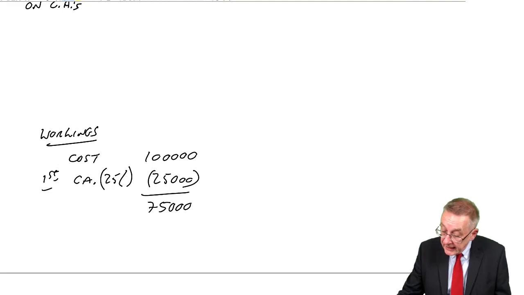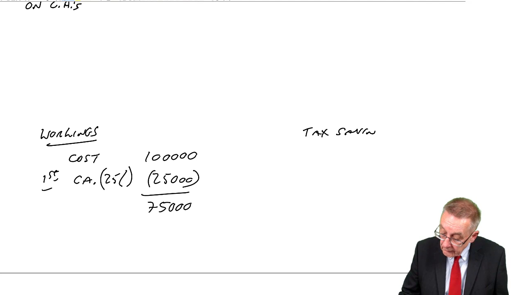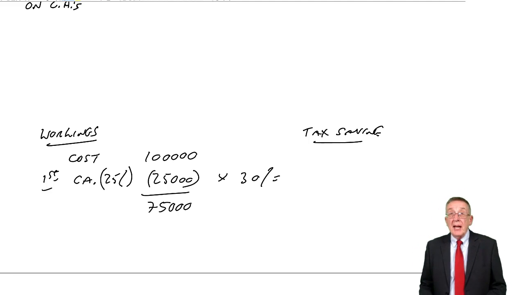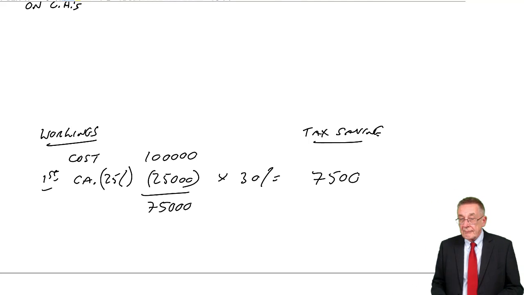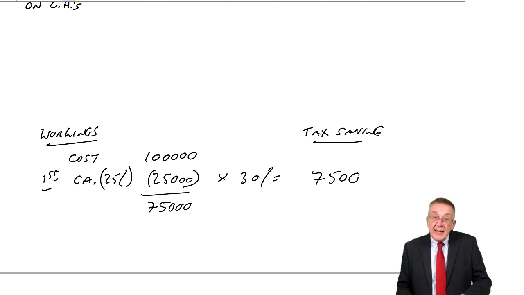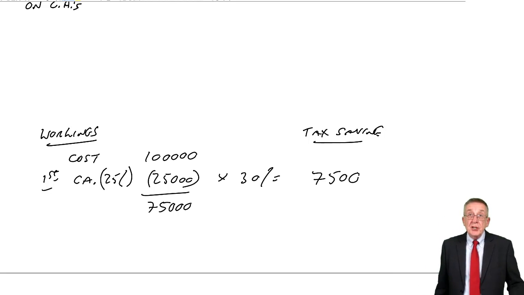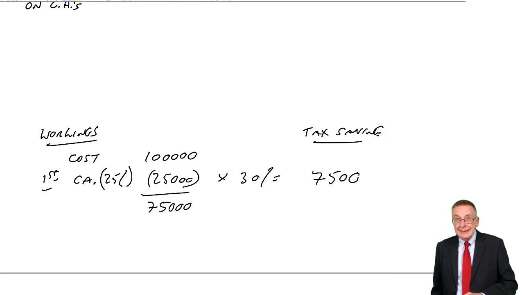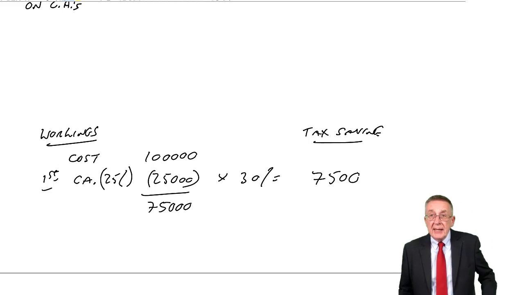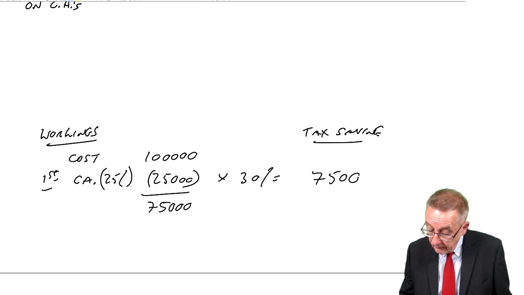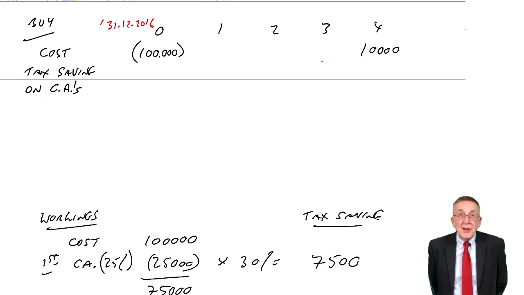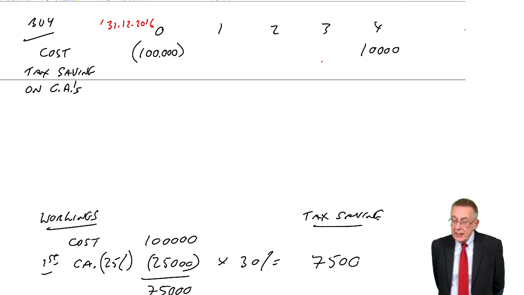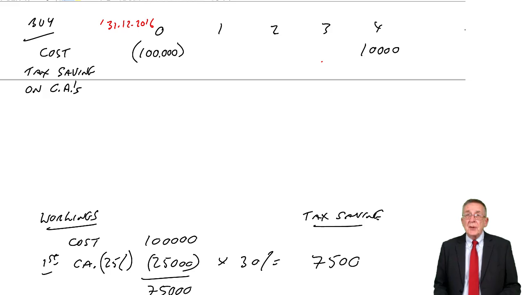We want the tax saving. Well, at a tax rate of 30%, the first capital allowance will make a saving of 7,500. Now, in a minute, I'll carry on, 25% each year. However, again, we need to think carefully about the timing, because this is odd. When was the machine bought? It was bought on the last day of the financial year, which, as an example, I said, suppose is December 2016.